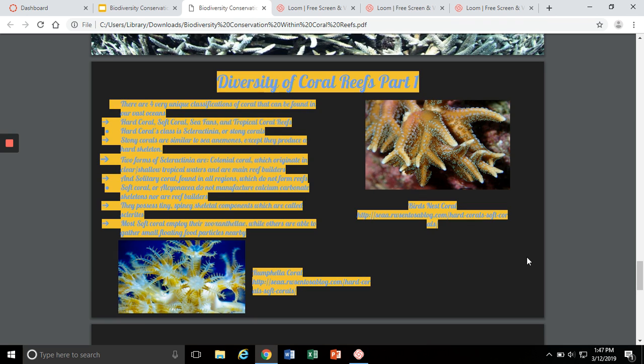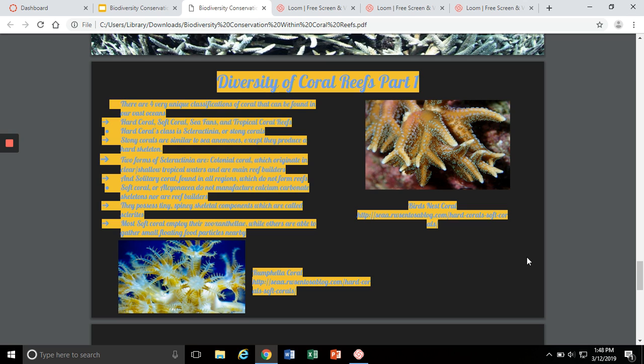Now I'm going to talk about the diversity of coral reefs, and there are 4 very unique classifications of coral that can be found in our vast oceans. These are hard coral, soft coral, sea fans, and tropical coral reefs. Hard corals class is named Scleractinia, or stony corals. Stony corals are similar to sea anemones, except they produce a hard skeleton. 2 forms of Scleractinia are colonial coral, which originate in clear or shallow tropical waters and are main reef builders, and solitary coral, found in all regions, which do not form reefs.